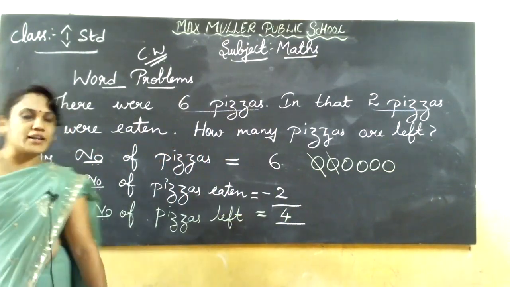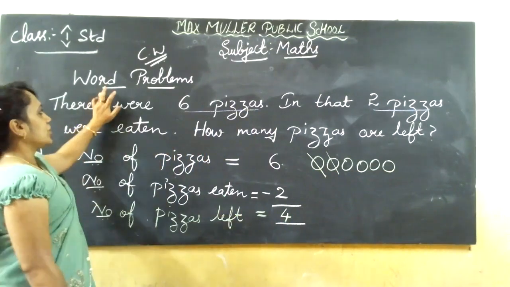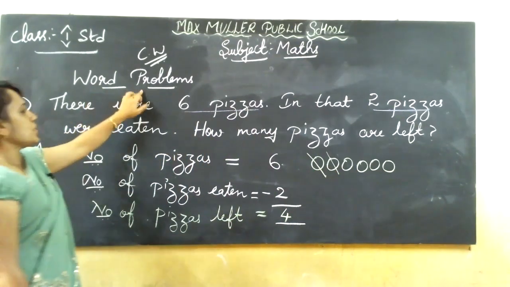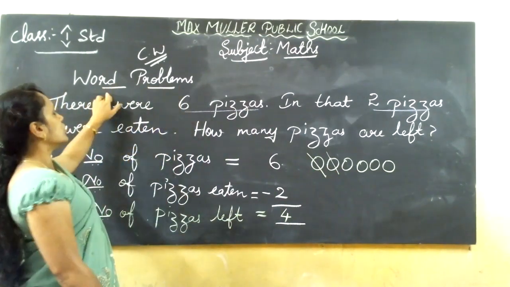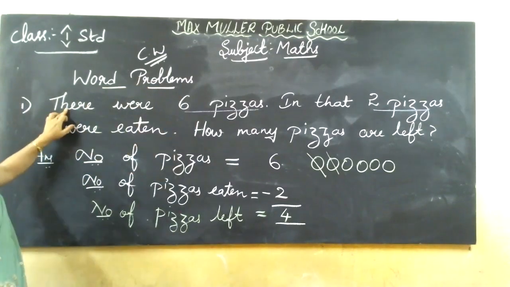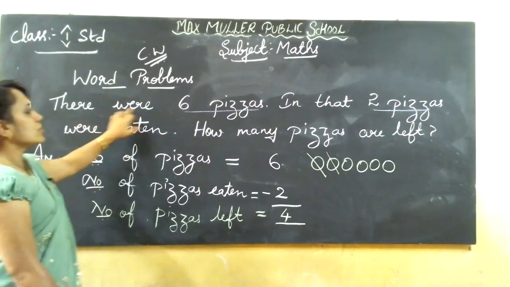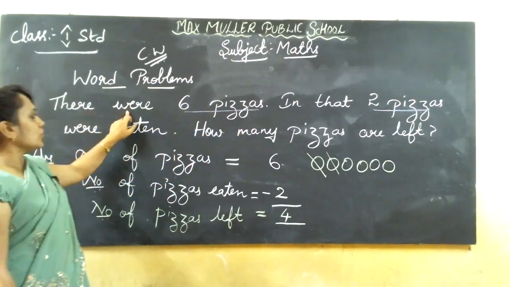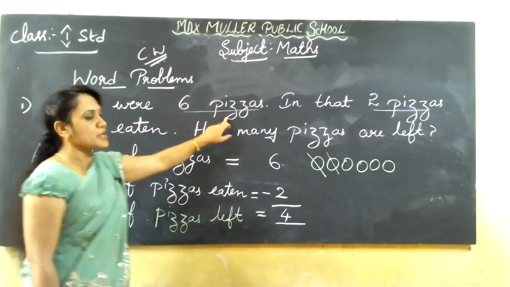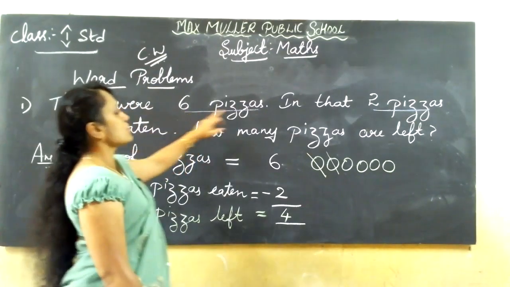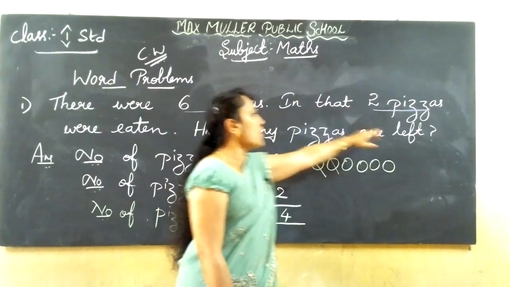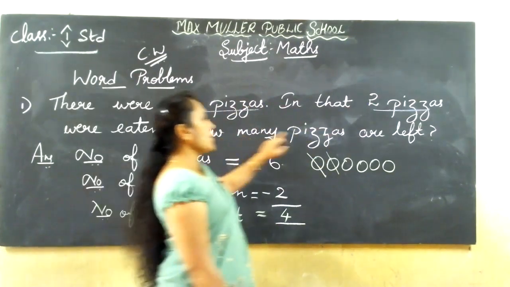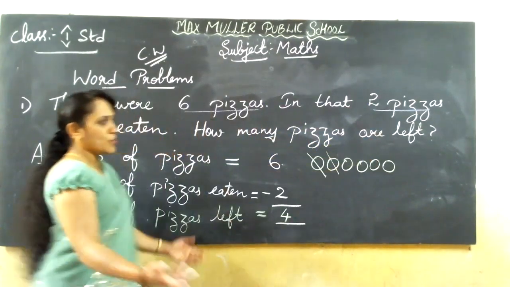Okay. How to do? I'll explain one more time. See. So after writing heading, start the first sum. What is the heading? WORD, word, PROBLEMS, problems, word, problems. So first question, there were 6 pizzas. THERE, there, WERE, were 6 pizzas. How many pizzas? There were 6 pizzas. In that, 2 pizzas were eaten. Okay, 2 pizzas were eaten. How many pizzas are left? Means how many balance is there?